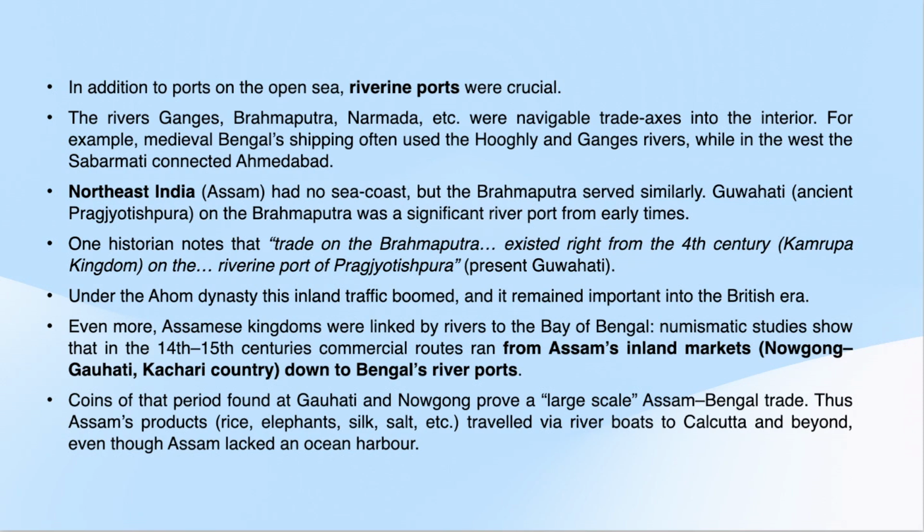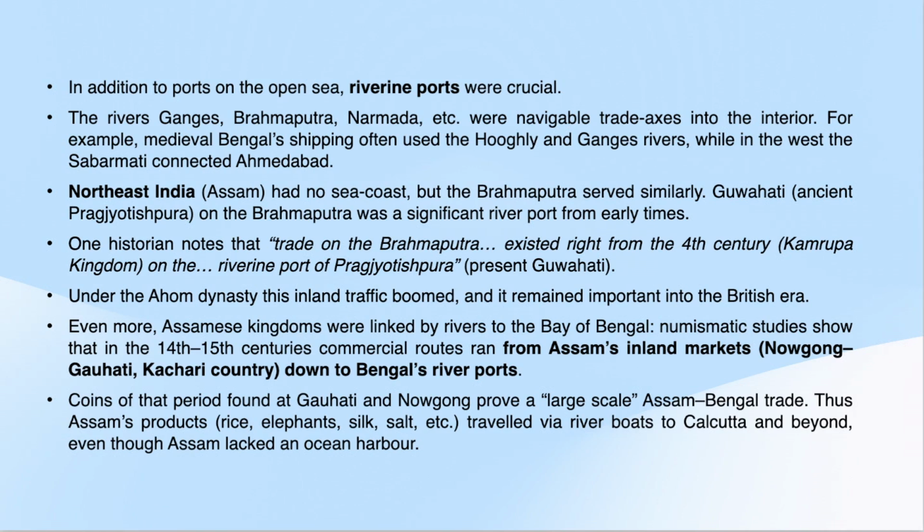One historian notes that trade on the Brahmaputra existed right from the 4th century CE on the riverine port of Pragjotishpur. Under the Ahom dynasty, this inland traffic boomed and it remained important into the British era. Even more, Assamese kingdoms were linked by rivers to the Bay of Bengal. Numismatic studies now show that in the 14th-15th centuries, commercial routes ran from Assam's inland markets, Nagaon, Guwahati, down to Bengal's river ports. Coins of that period found at Guwahati and Nagaon, that is current day Nagaon, prove a large scale Assam-Bengal trade.